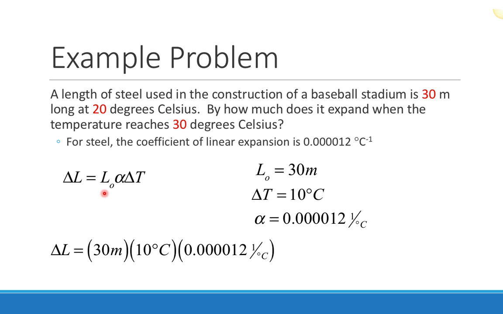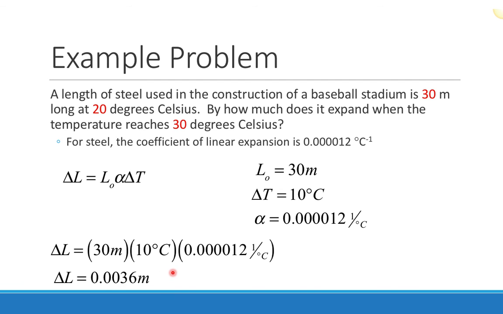steel piece. It's just the initial length times the coefficient of expansion times the change in temperature. So 30 meters, I actually switched these around. This is the coefficient of expansion times the change in temperature. The change in length would be 0.0036 meters. Sorry, something happened there and it was automatically putting everything on. So the change in length would only be 0.036 meters.